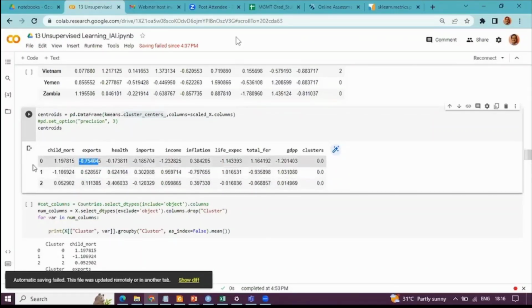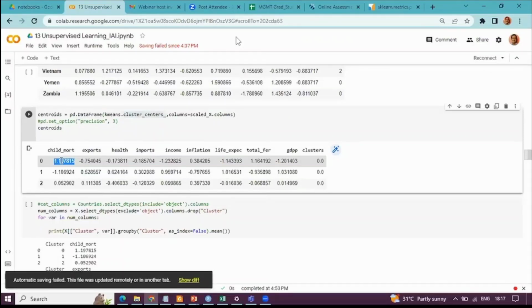So you can define cluster 0 as those countries where child mortality is very high, the exports are very low, right? Health wise, not much of a difference between cluster 0 and cluster 1, somewhere in the middle. And similarly with imports also, not much of a difference between cluster 0 and cluster 2.